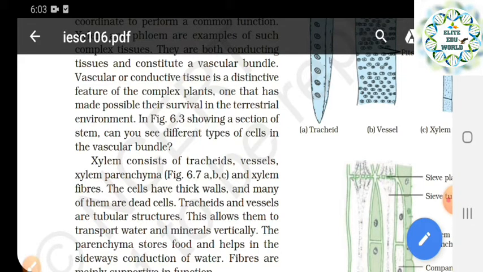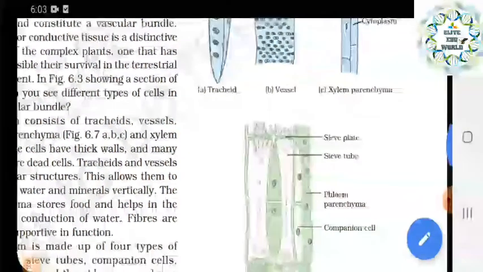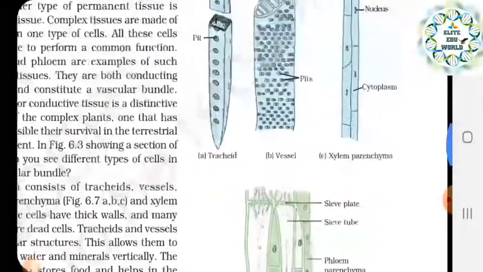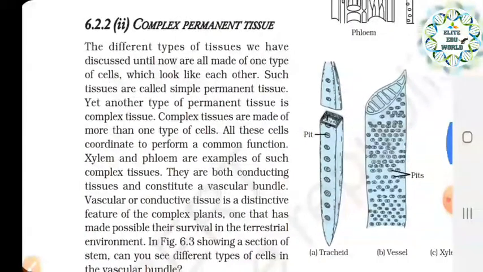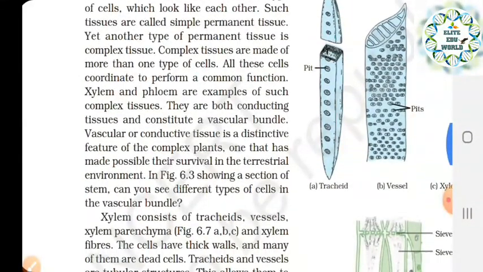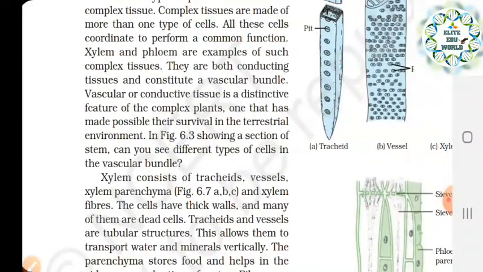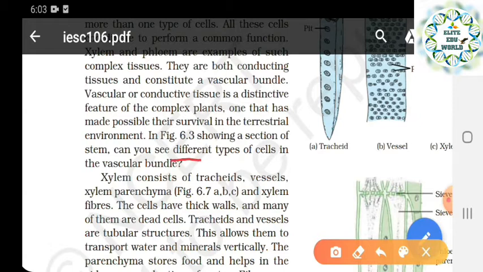So as we can see in figure 6.3, or on our last page, we have seen it already. That figure shows a section of stem, as we have seen before. In that section of the stem, we have seen different types of cells in the vascular bundle, like xylem, phloem, and so many types of cells we have seen in figure 6.3, which we have discussed already.